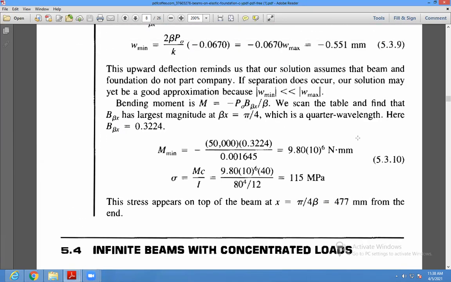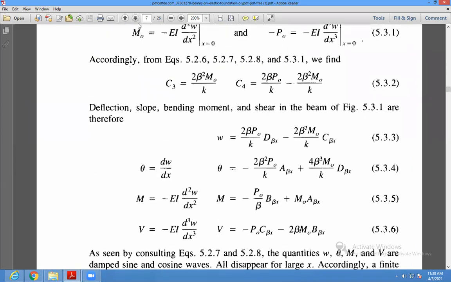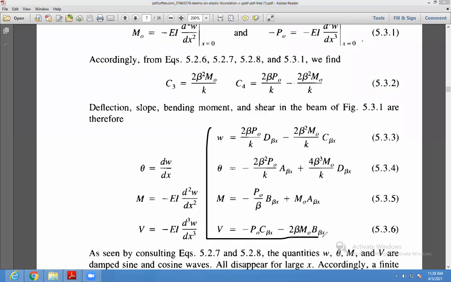Now, whatever the equations of deflection, slope, moment, and shear force, we have to use them once again, whatever equations we used for the semi-infinite case. Now we are discussing the infinite case. So for this case, we have to use the equations of the semi-infinite case.